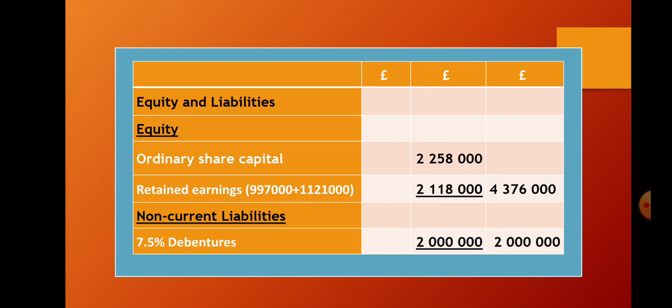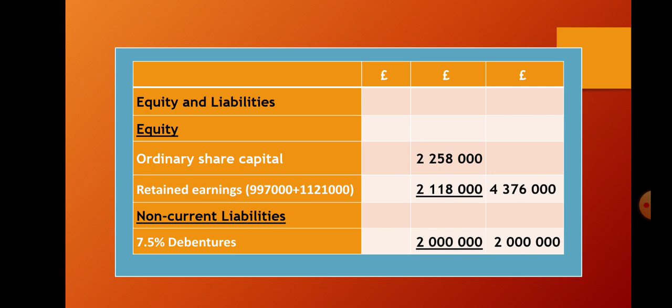But retained earnings, we have added the current year profit, which is 997,000 to the retained earnings. So you will be getting total of 2,118,000, which is to be carried forward to next year. So total of equity would be 4,376,000. Okay, like this you need to show.